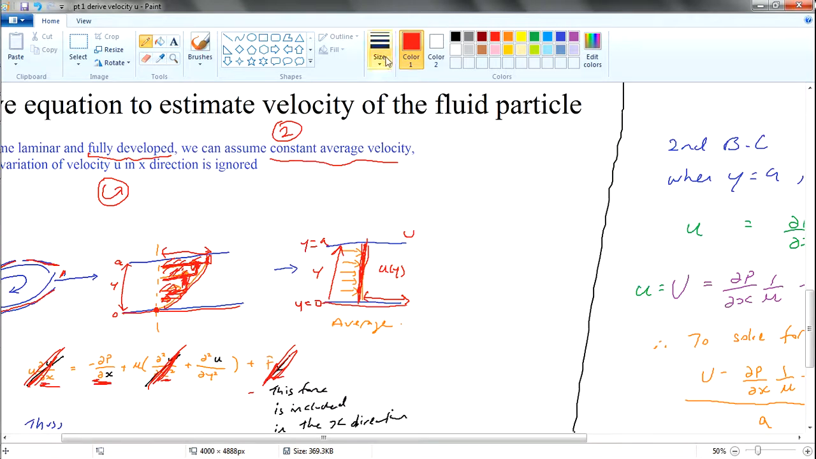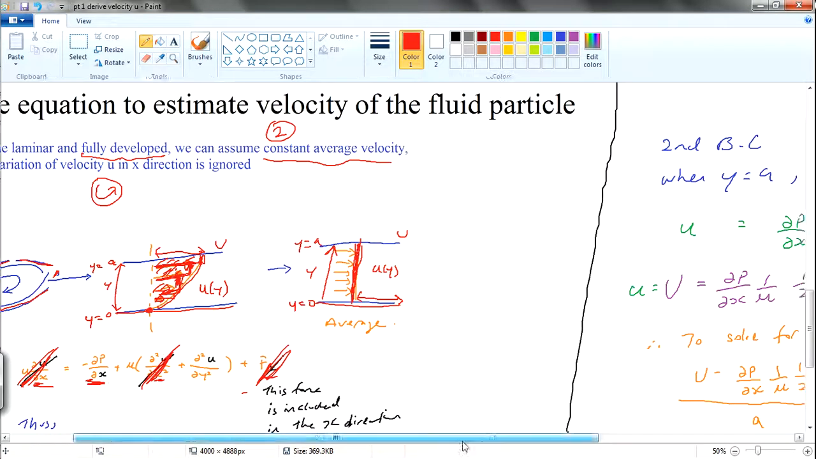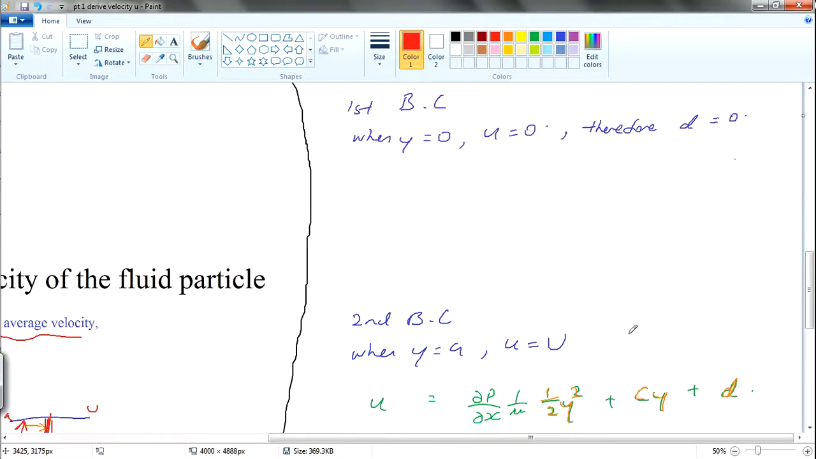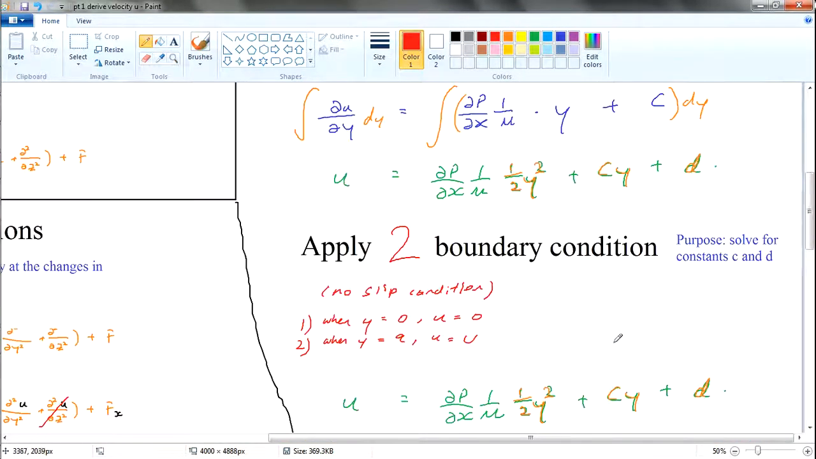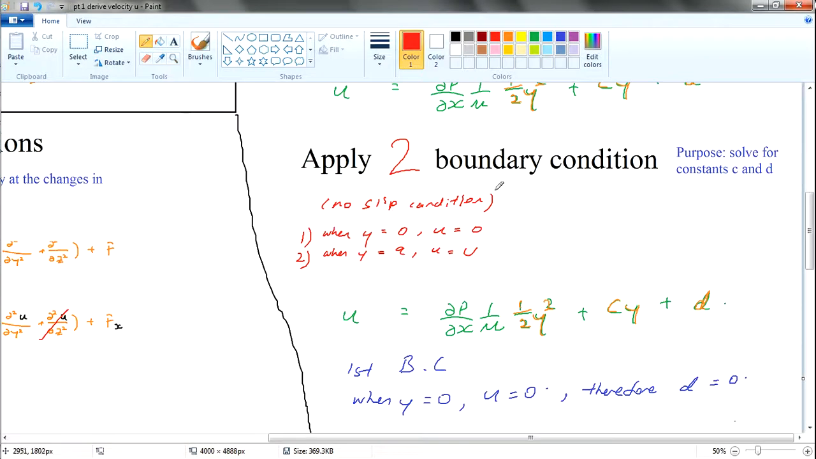So let me repeat again. When y equals 0, the velocity here is 0. And when y equals a, u of y equals u. That's the velocity of the plate, the velocity of the shaft turning. So therefore, we can apply the 2 boundary conditions.